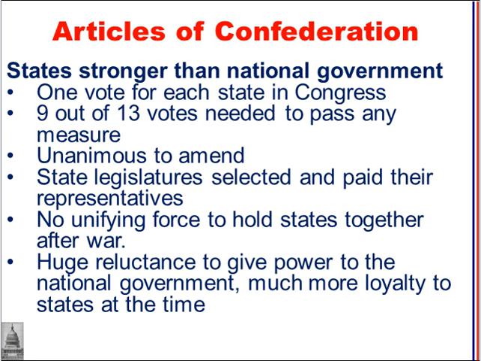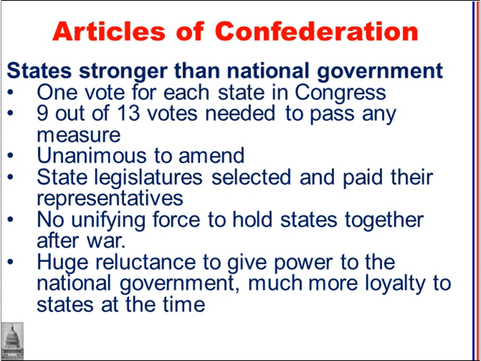Each state had one vote in the Continental Congress, regardless of how big the state was. 9 out of 13 votes were needed to pass any measure. To amend the articles, there had to be a unanimous vote. The state legislators selected and paid their representatives. And there was no unifying force to hold all the states together after the war. So the Articles of Confederation led to a lot of problems. There was a huge reluctance on the part of the states to give power to the national government. There's much more loyalty to the states at the time.